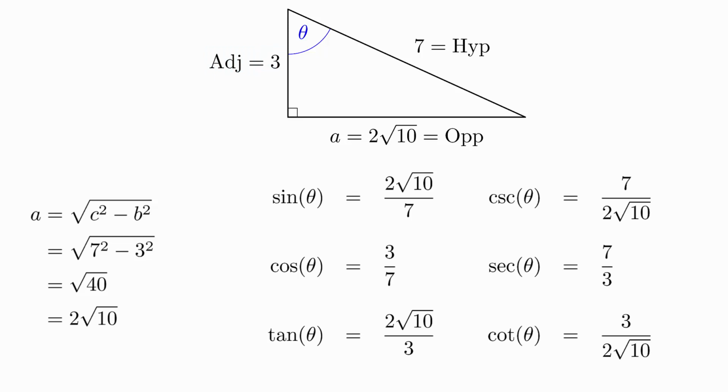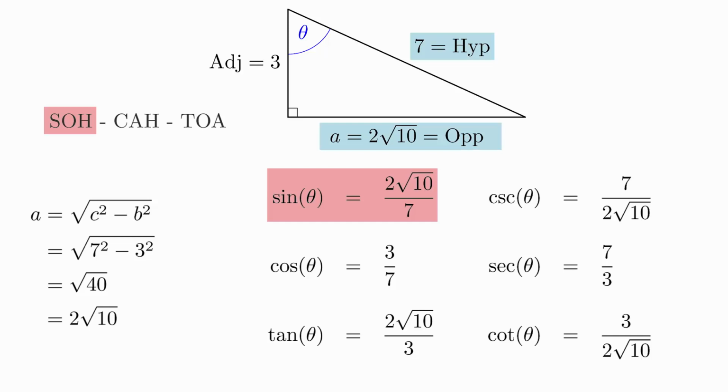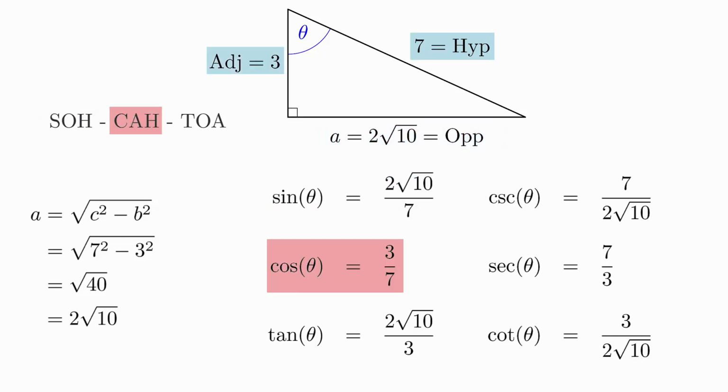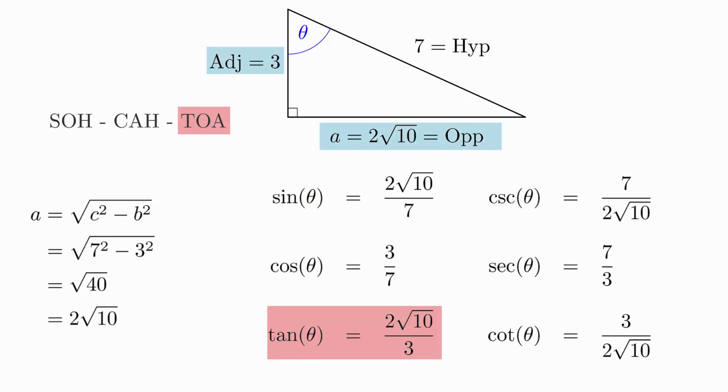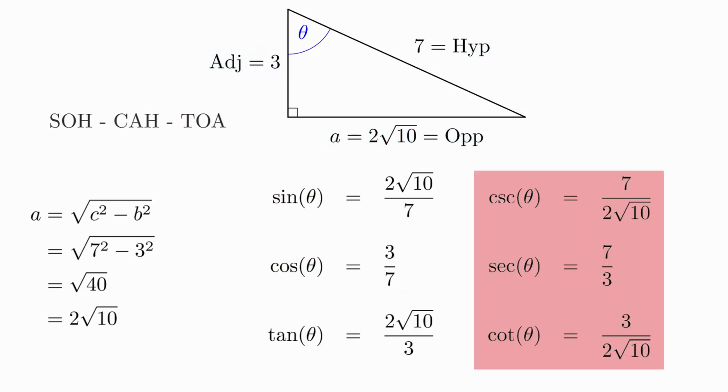It is always important to be thinking in terms of the location of the side relative to the angle. Sine is opposite over hypotenuse, cosine is adjacent over hypotenuse, tangent is opposite over adjacent, and the values of cosecant, secant, and cotangent are just the reciprocals of these.